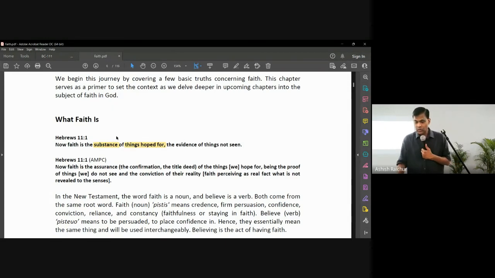Okay. If you look at the Amplified Bible, right below that, Hebrews 11:1, I'll take a few more minutes and then we'll go for a break. Look at the first part of that verse. It says, faith is the assurance, the confirmation, the title deed of things we hope for. So in your heart, you have this confident assurance of what you're hoping for. It's your proof of ownership. I know it's mine.